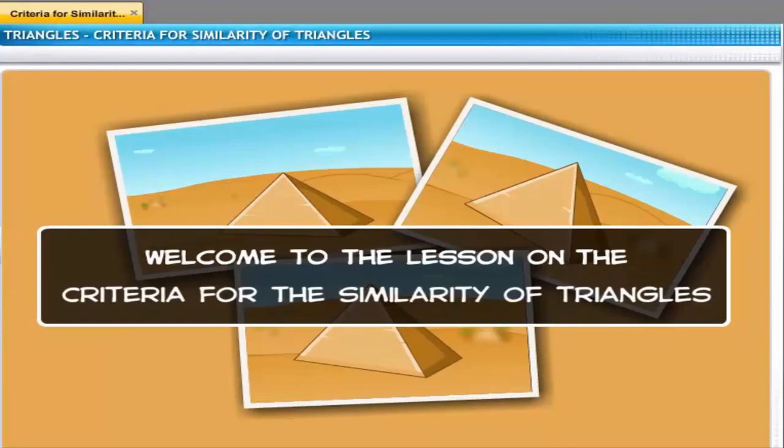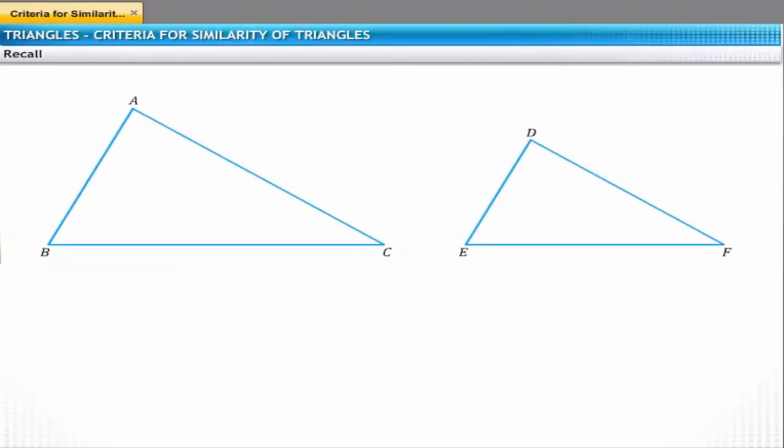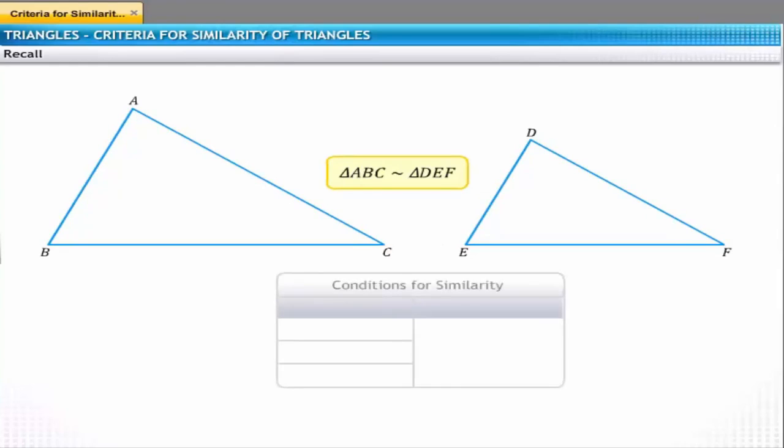Welcome to the lesson on the criteria for the similarity of triangles. At the end of this lesson, you will be able to prove the AAA, the SSS, and the SAS similarity criterion of triangles. Let's consider two triangles, triangle ABC and triangle DEF. These two triangles are similar. Recall that for two triangles to be similar, two conditions must be met. First, the corresponding angles of the two triangles must be equal. Second, the corresponding sides of the two triangles must be proportional.